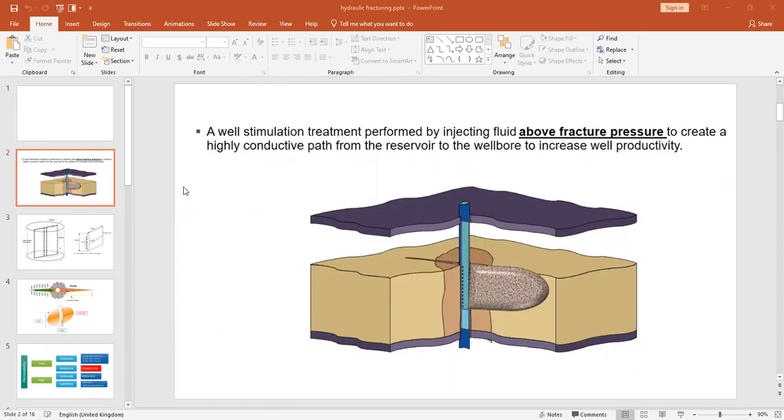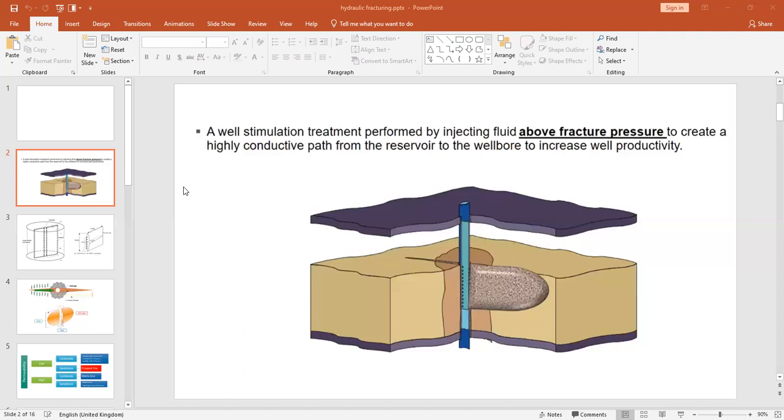So the material definitely has a strength, right? For you to be able to break that material, you should be able to inject fluid at a pressure that is higher than the fracture pressure of that reservoir. The fracture pressure is the maximum pressure above which the reservoir becomes fractured. That is it.